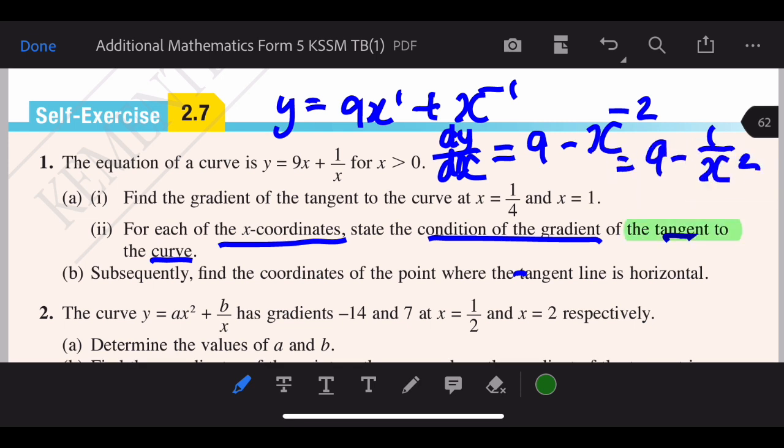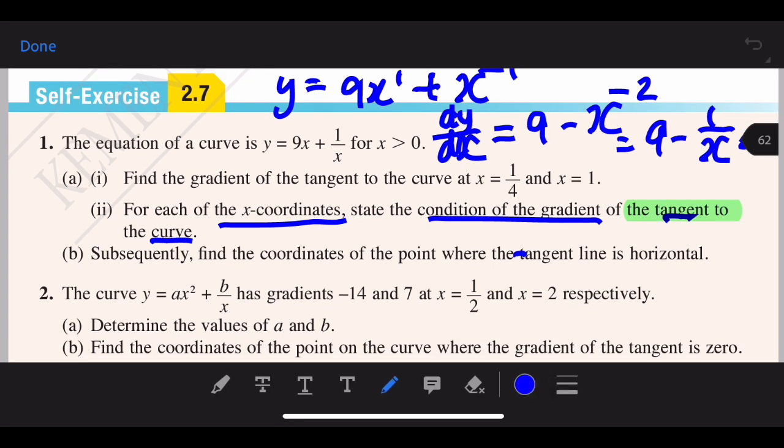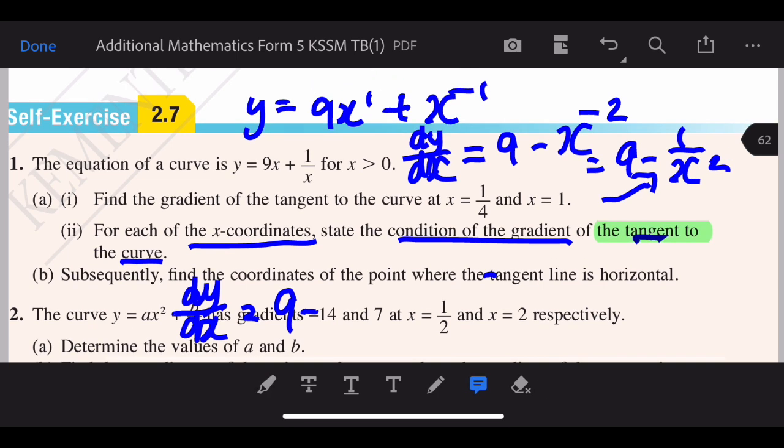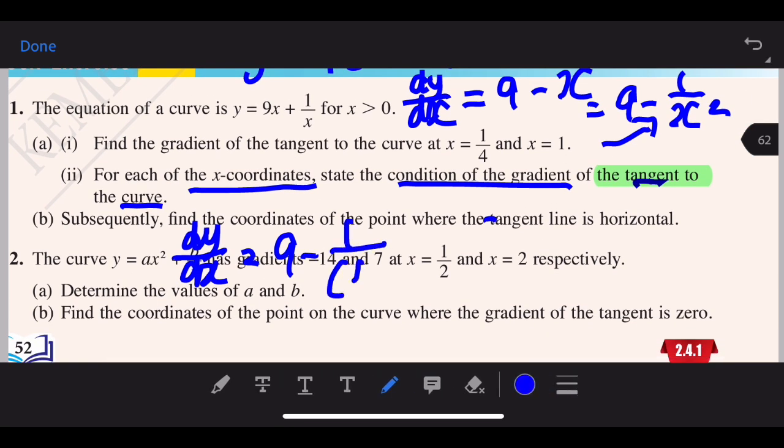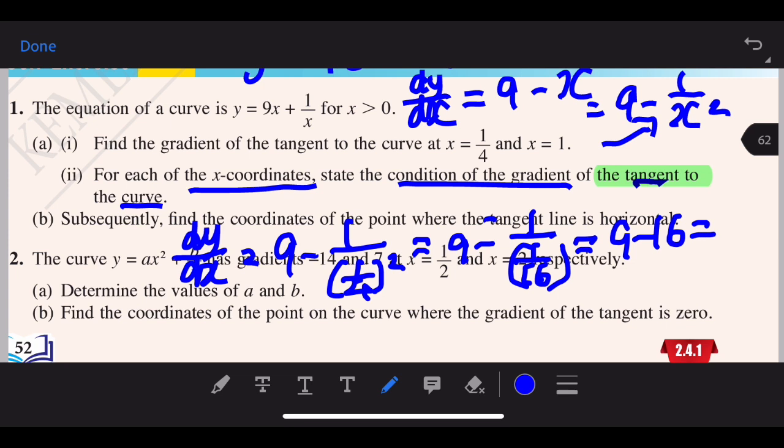So okay, for this question, it's quite simple. I think everyone can do, right? So you substitute 1 over 4 inside here. So dy/dx is 9 minus 1 over 4 squared, right? So it's 9 minus 1 over 16. So if you inverse this one, it will be 9 minus 16. So it's negative 7. That means the gradient is slanting to the left, right? So the gradient of the tangent is slanting to the left with the m negative. Okay, that is so-called condition of the tangent to the curve.